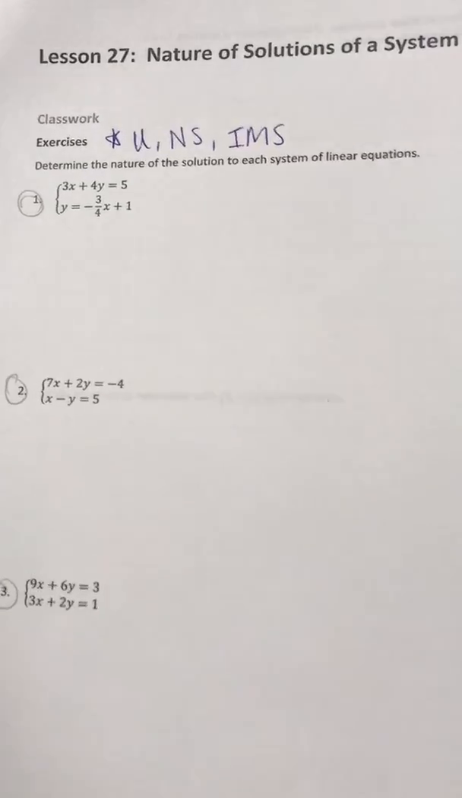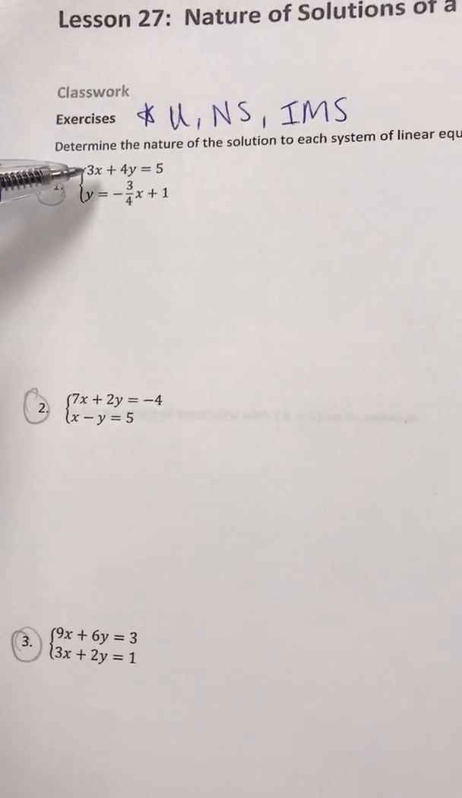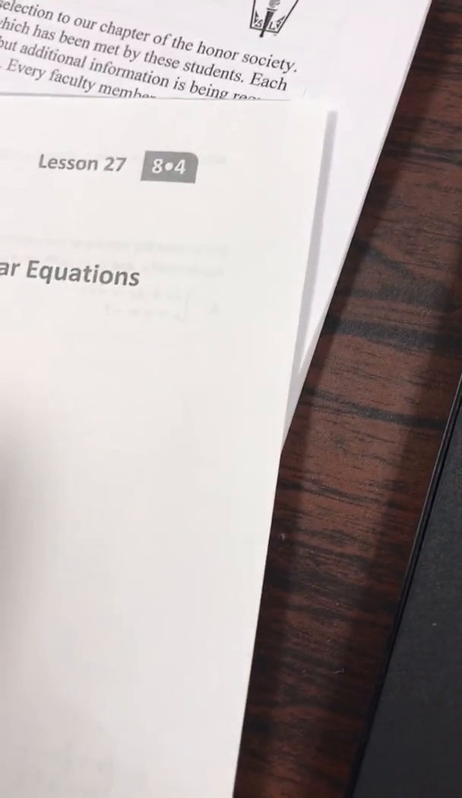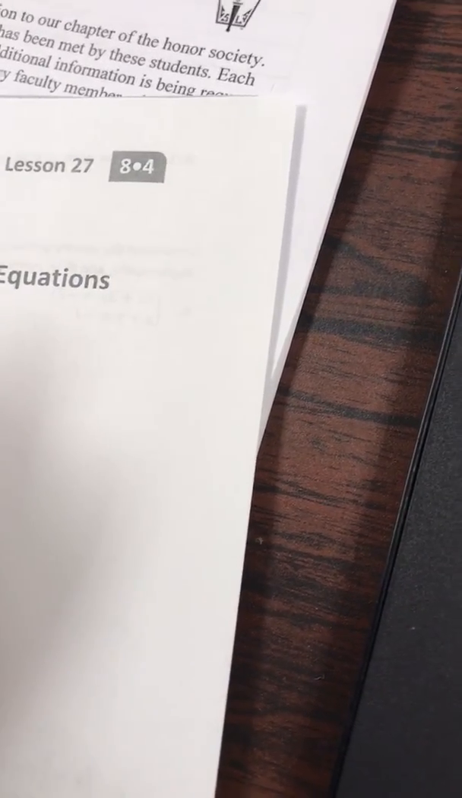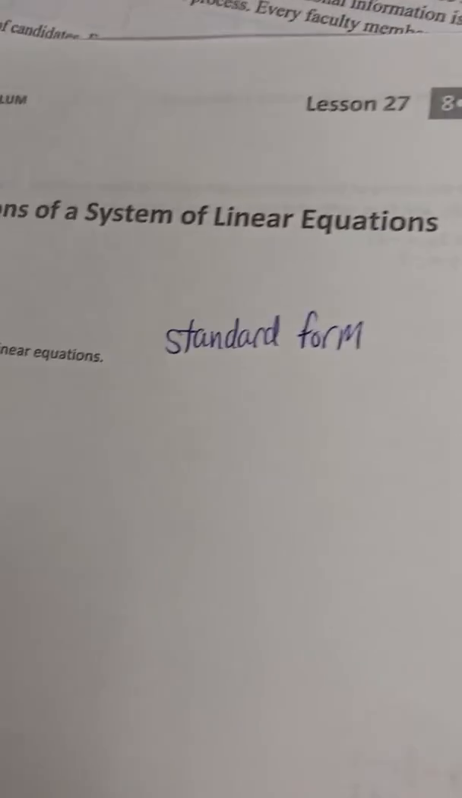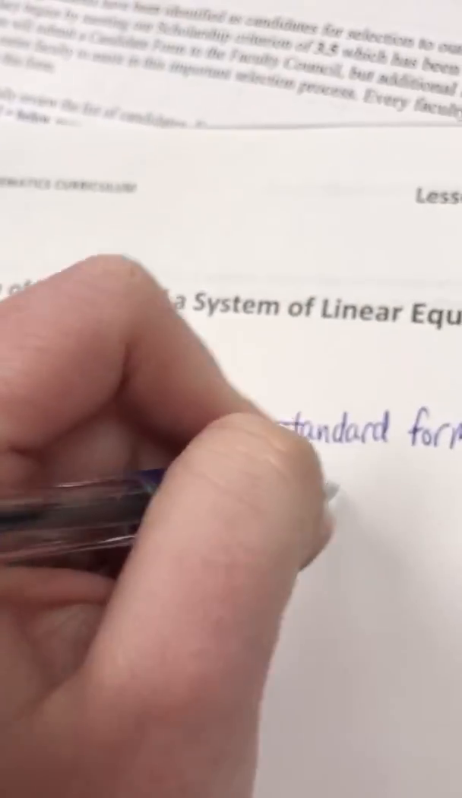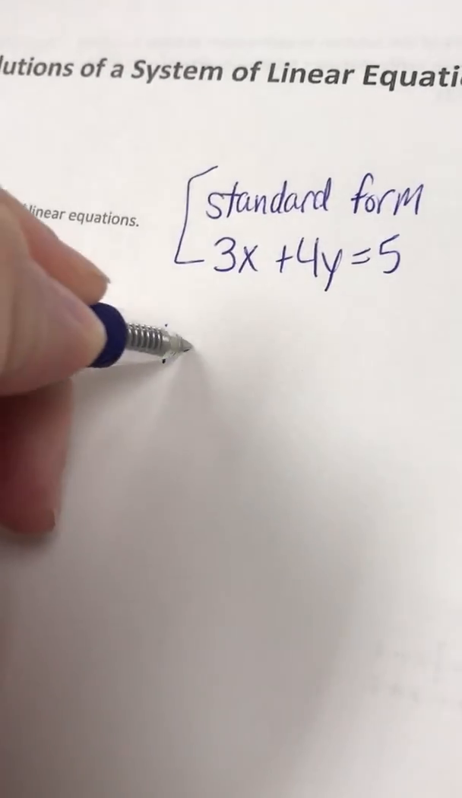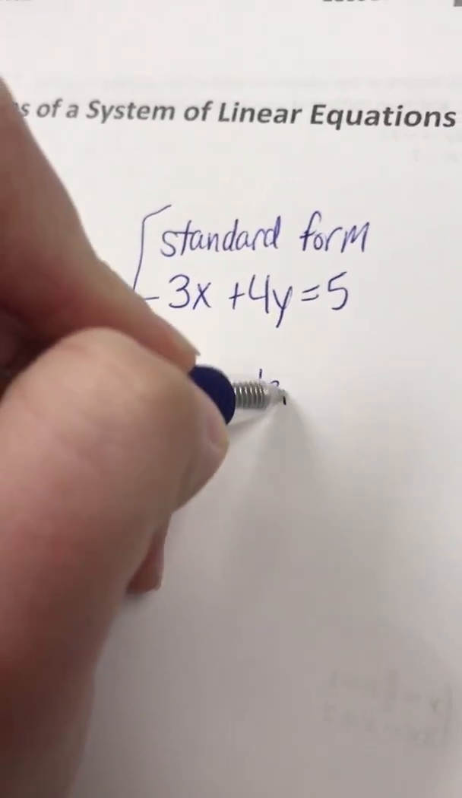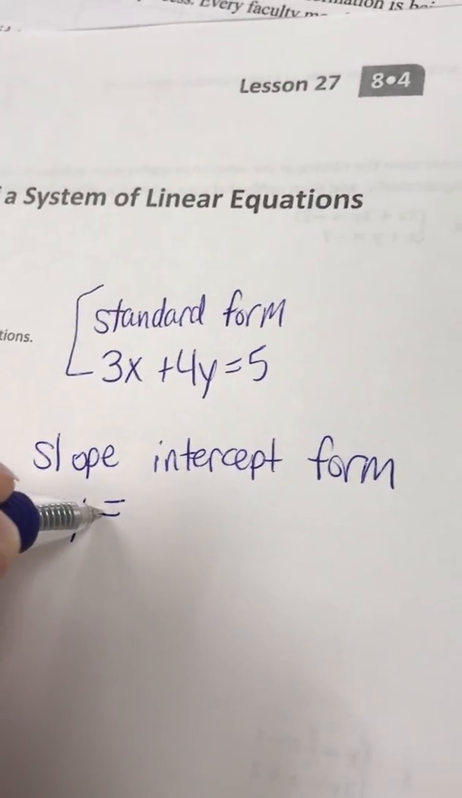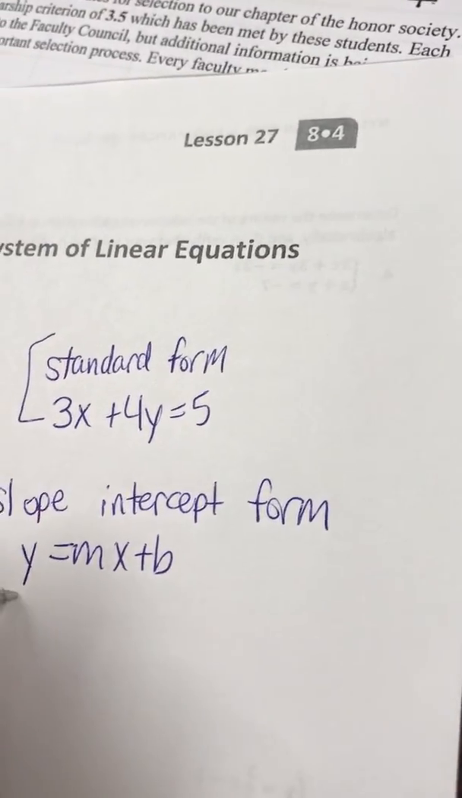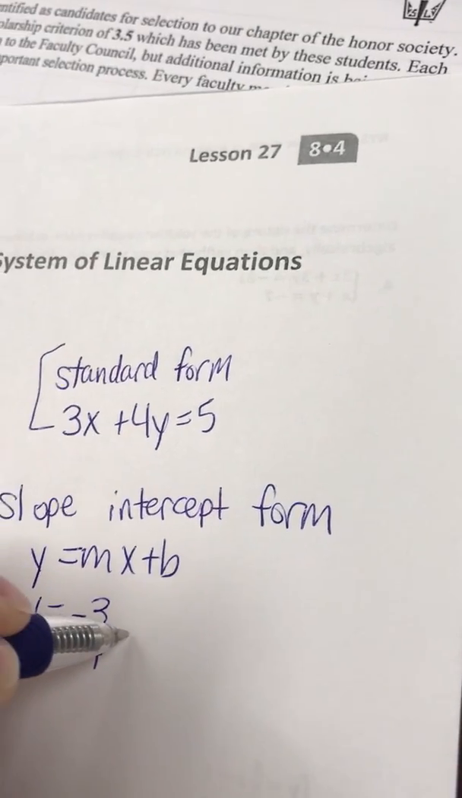So in order to determine that, the first thing we have to do is get our two separate equations in the same form. Remember, we have standard form, which would be an example of our top equation, 3x plus 4y equals 5. That's standard form. And we also have slope-intercept form. And an example of slope-intercept form would be y equals mx plus b. So negative 3/4 would be our m, x plus 1 would be our b.